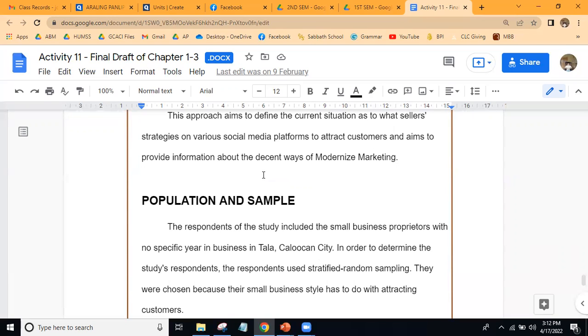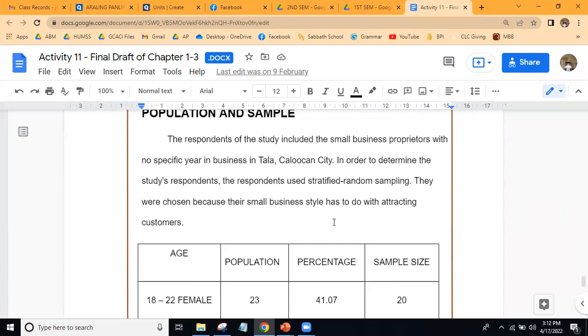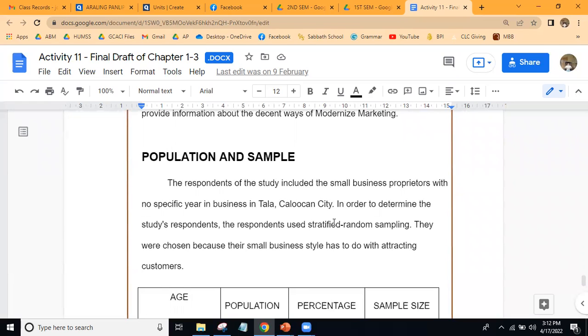Ang iyong target na respondents ay Genesis Christian Academy, hindi naman lahat ng estudyante ng Genesis ay iyong bibigyan ng questionnaire para sila ay mag-answer. So, we need to what? To have a sample. And tatawag na sample size. Sample size.